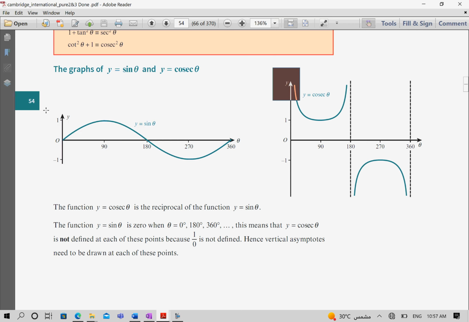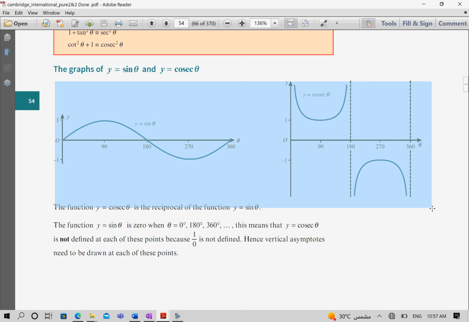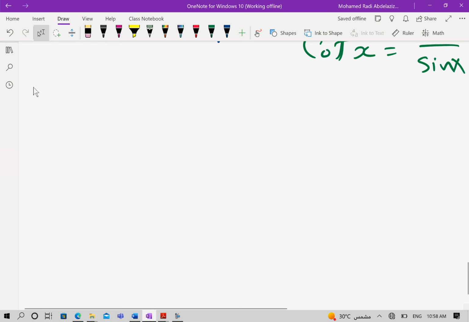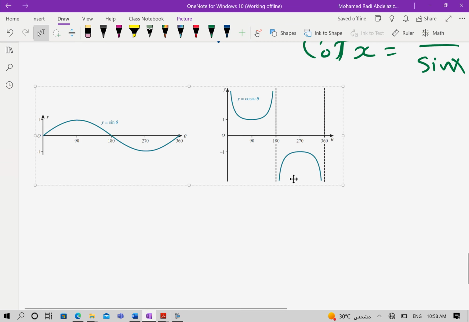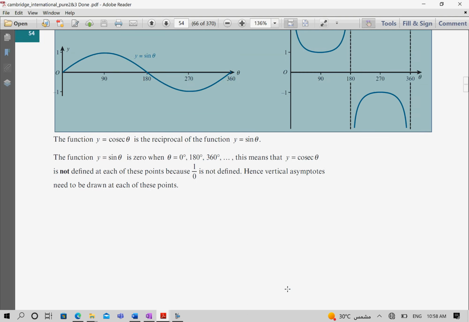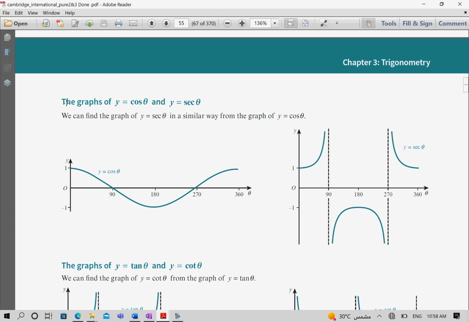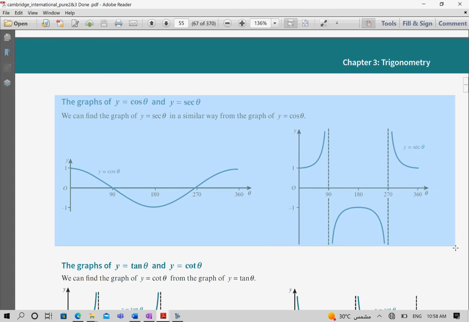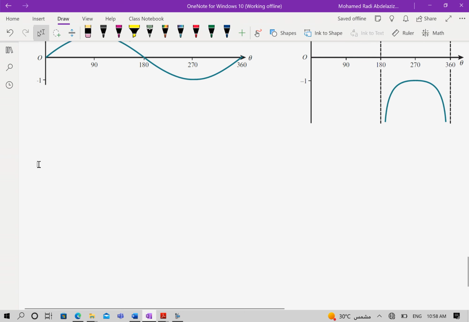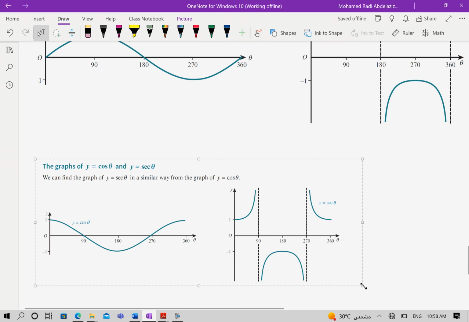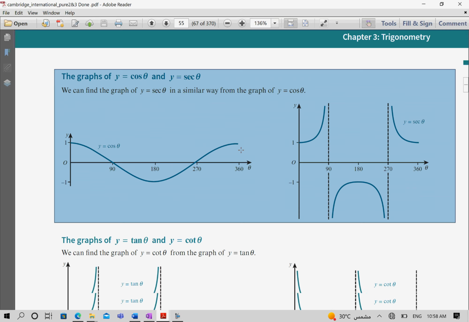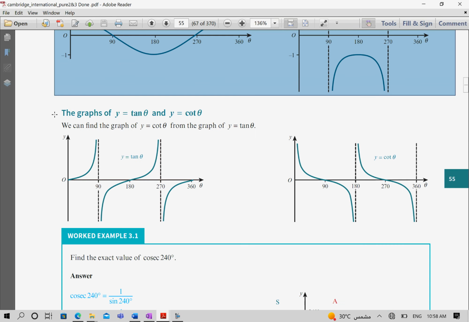by comparing between the graph of cosine and its reciprocal, a quick review about the graphs again. This is the graph of sine and the graph of cosec. Then the graph of cosine with the graph of sec. And this is the graph of tan and the graph of cotan.